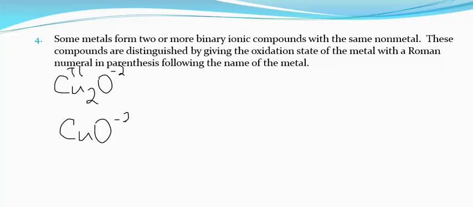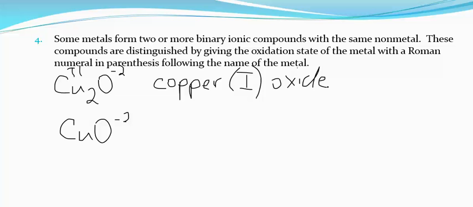And so this would be called copper. We have to indicate the charge of copper with a Roman numeral. So we'll put a I, and then oxide. In the second example, copper would be a +2 because oxygen is a -2, so we need to say copper, Roman numeral II, oxide.